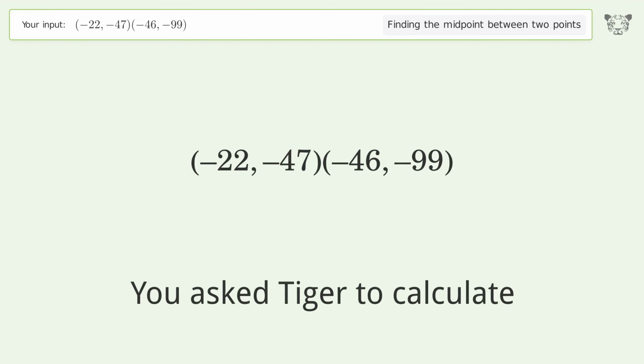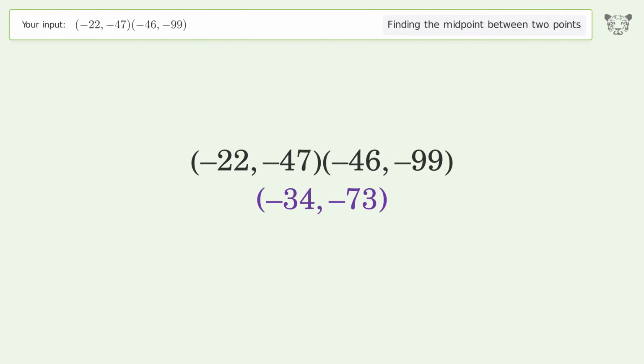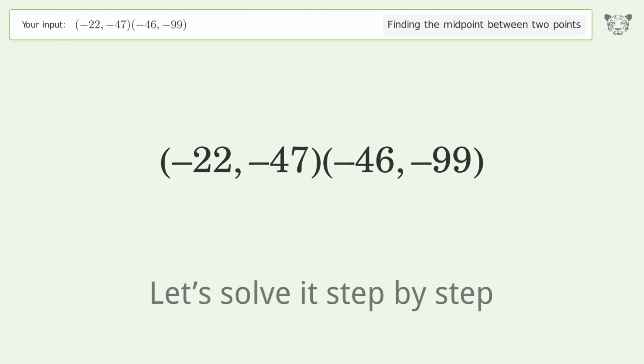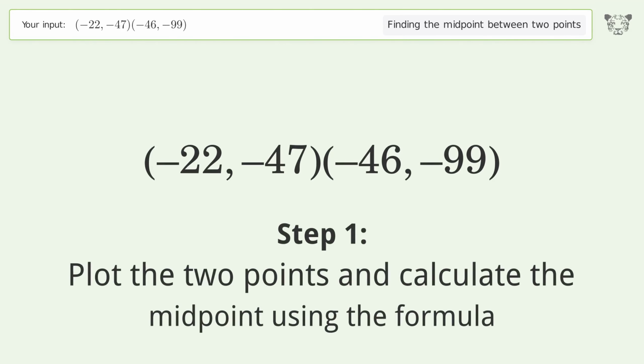You ask Tiger to calculate. This deals with finding the midpoint between 2 points. The midpoint between the 2 points is -34, -73. Let's solve it step by step. Plot the 2 points and calculate the midpoint using the formula.